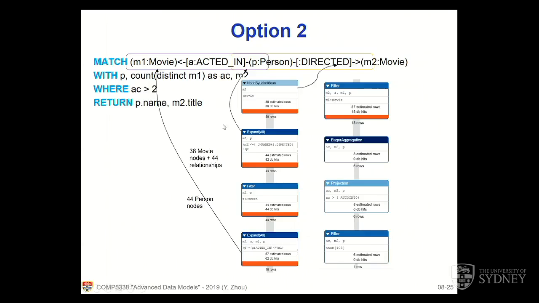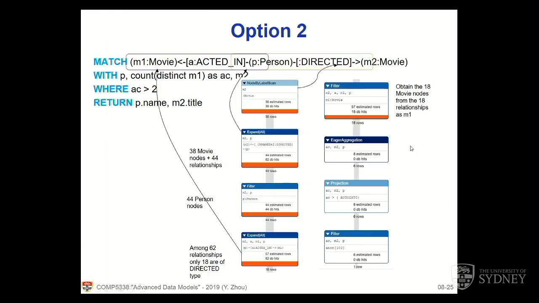And then we try to expand on this side to see all the acted in ones. And we get 18 movies. So you will see here that most of the results are not very big, compared with the other plan. So now we do another expand, and among those, only 18 are of the directed type.